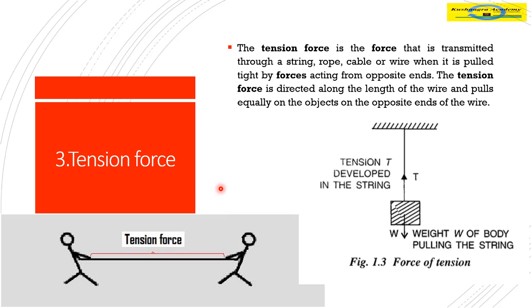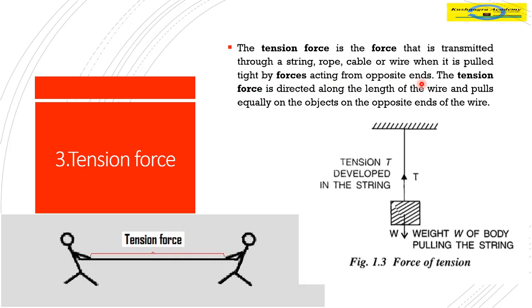The third force that we are going to study is the tension force. Now, tension forces are usually in a tight string. The force that is in the tight string is known as tension force. A tension force is the force that is transmitted through a string, rope, cable or wire when it is put tight by forces acting from opposite ends.